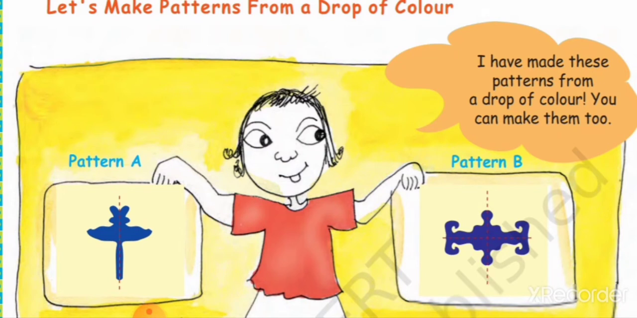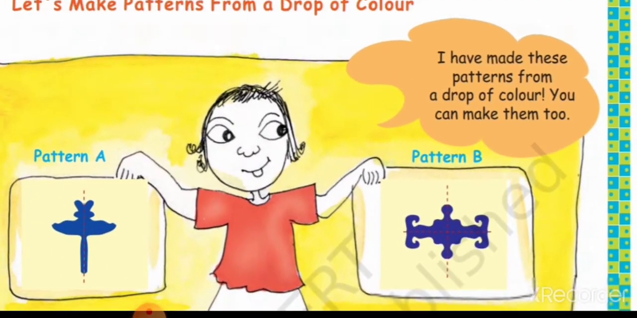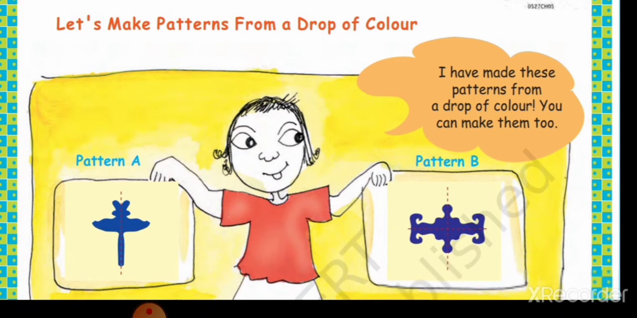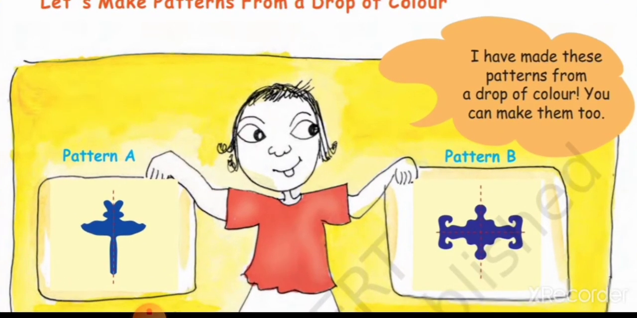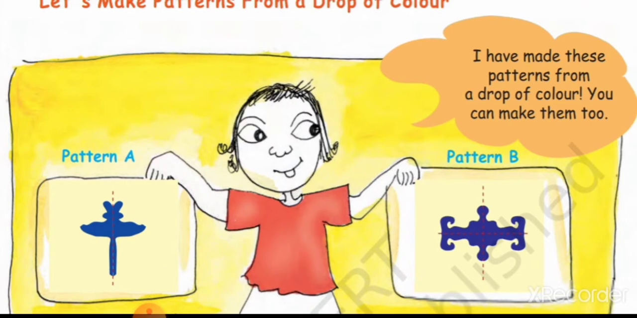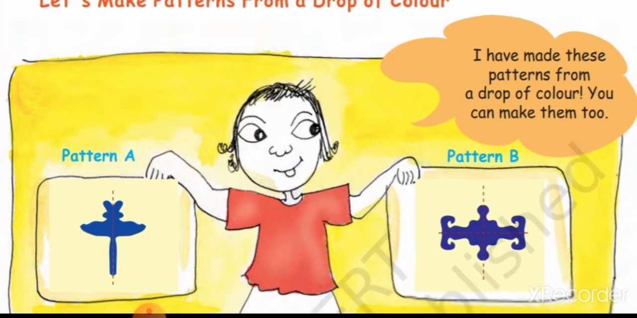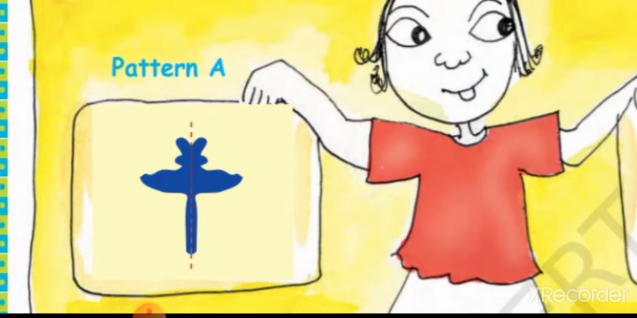Next, I sprayed a little bit of ink on that line, like this. Then I folded it twice. Then I opened these two sheets and showed a pattern in it. The pattern was evenly divided.